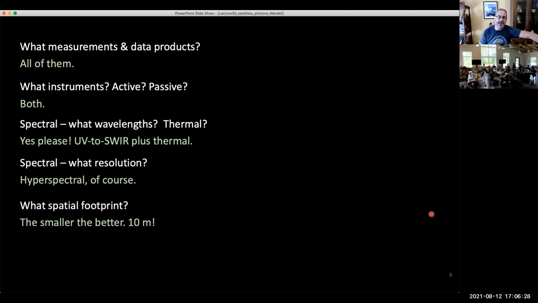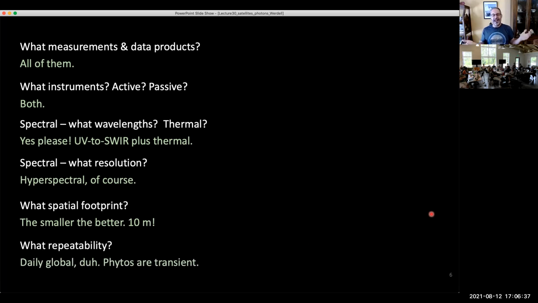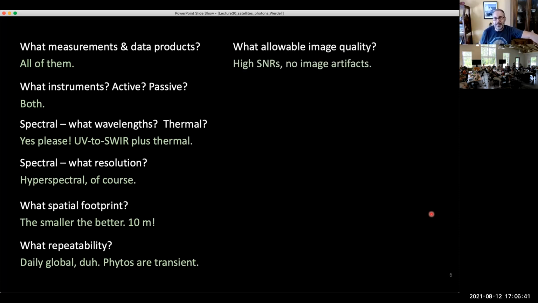What spatial footprint do you want? Smaller is always better here. Can you get better than 10 meters? Okay. What repeatability? Well, if we can't see the globe every day, what are we doing here? Phytoplankton or transient? Okay. How good do you want your imagery to be? Super high SNR, because we always talk in the space of SNR here, and I don't want any image artifacts. None of those stripes I see in these imagery. What temporal stability? Well, change is bad.